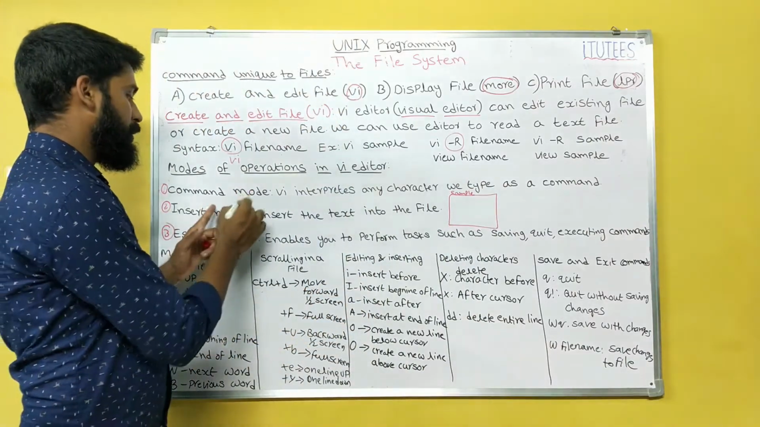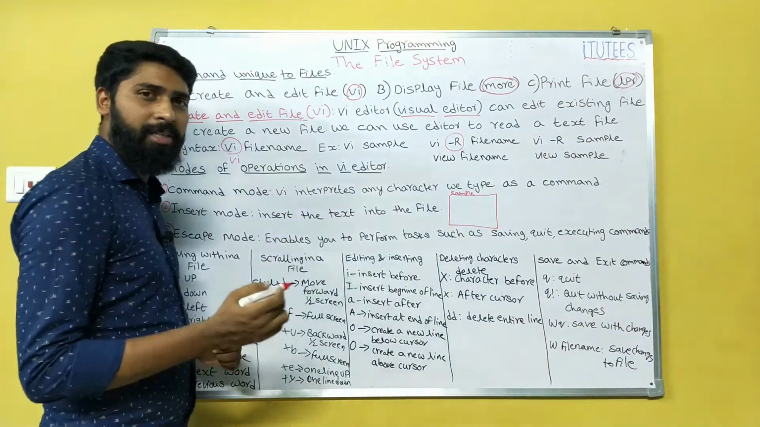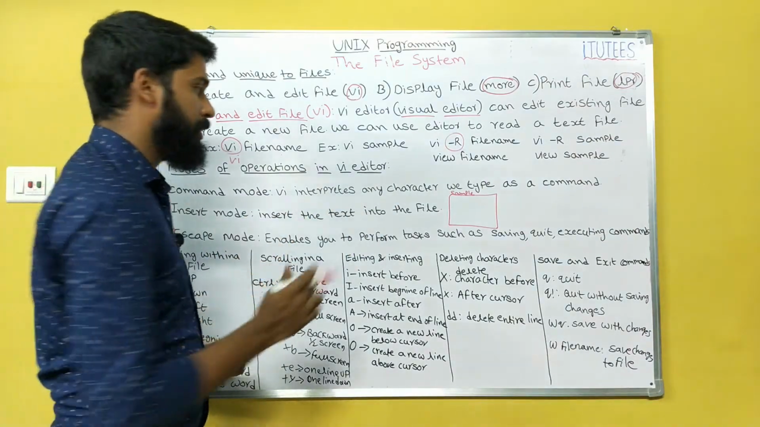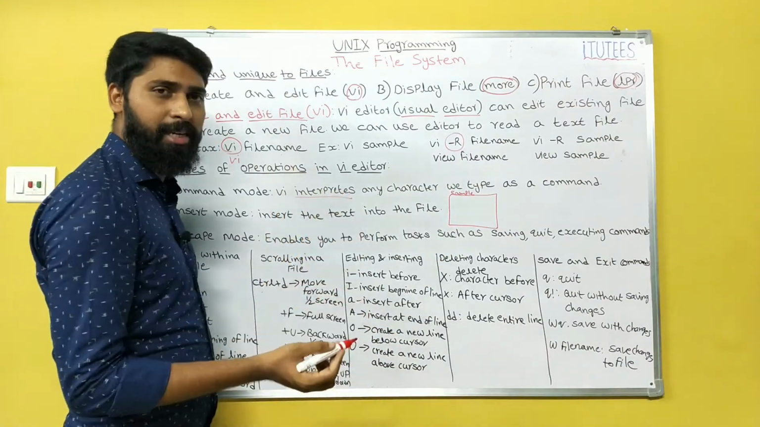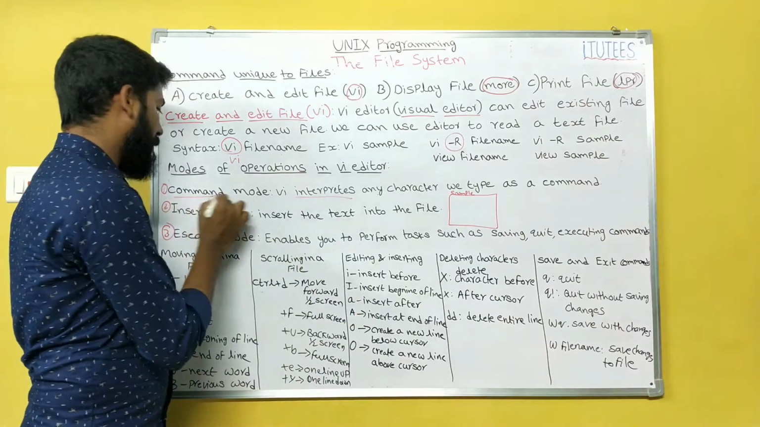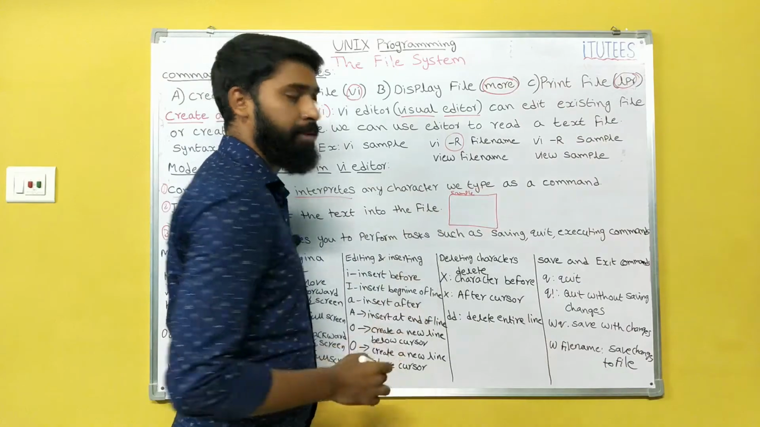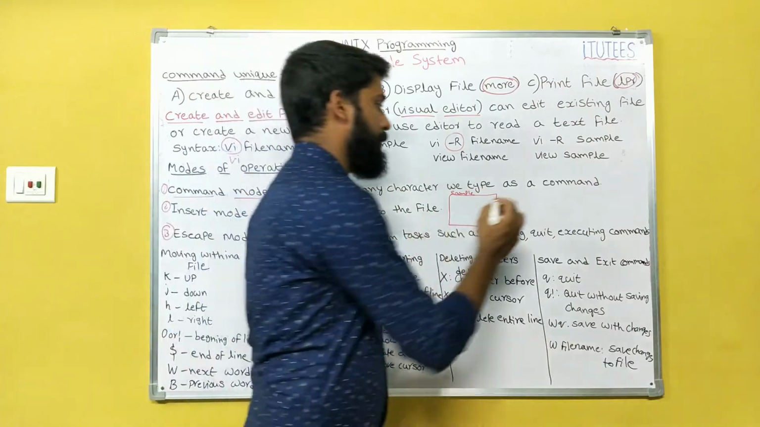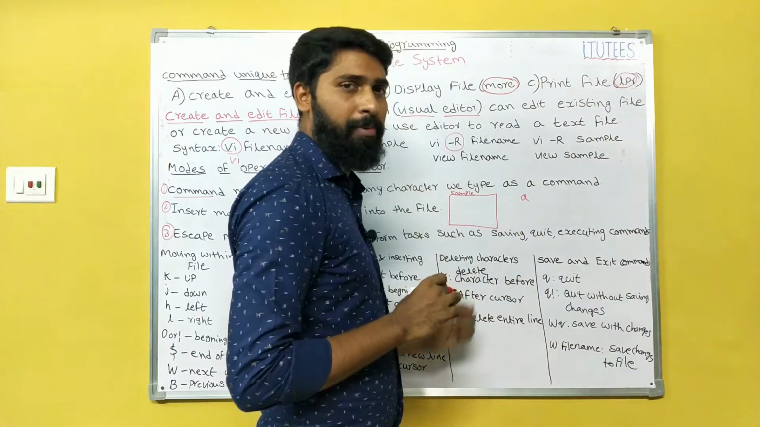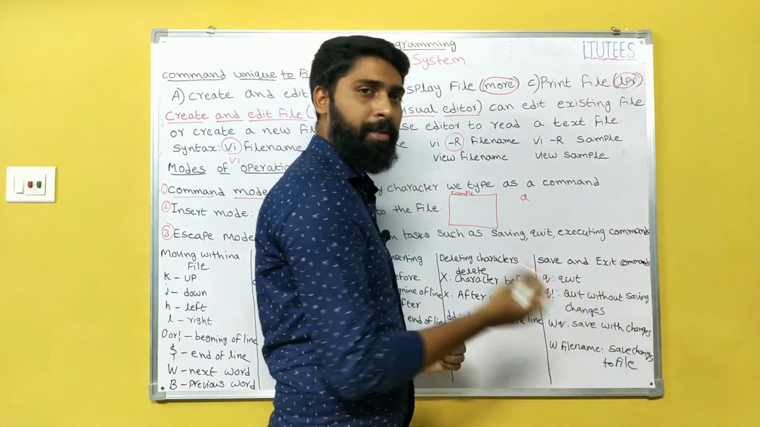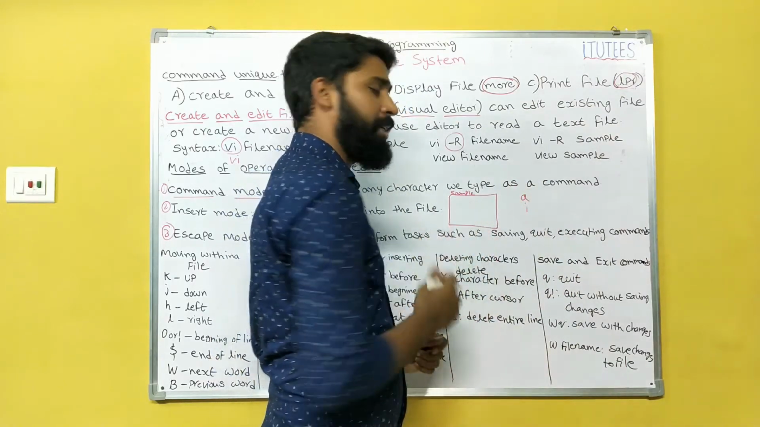Now which mode is enabled? When we open it, the command mode is enabled. What does command mode mean? If I press any character, it is interpreted as a command only. That means in command mode, vi interprets any character we type as a command. For example, I type the command a. The a is not printed in the sample file; it is interpreted as a command. For example, I press i. The i is interpreted as a command.